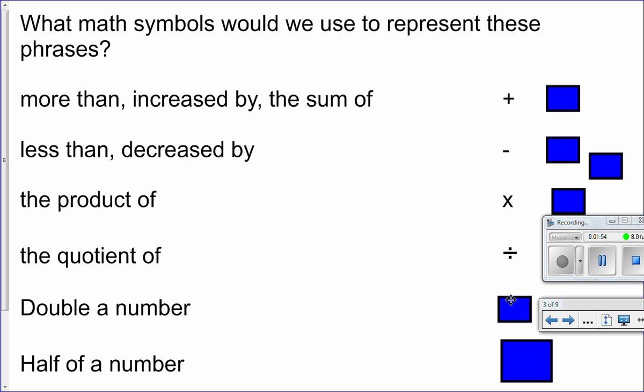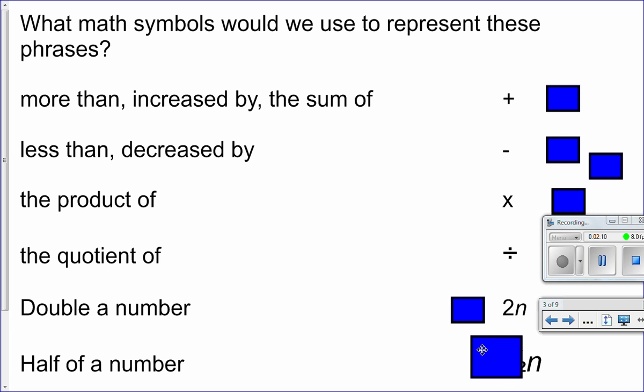Double a number would mean 2n or 2x or 2c, whatever variable you choose to use. So half of a number, we could say 1/2 n. We could also say n divided by 2.